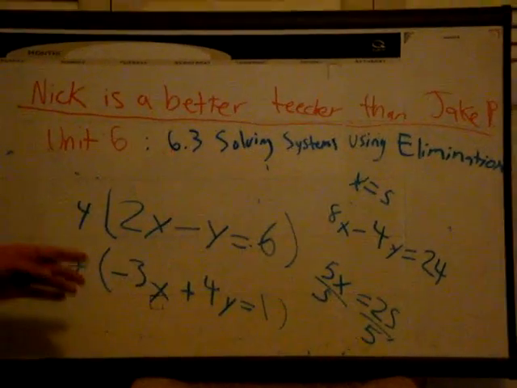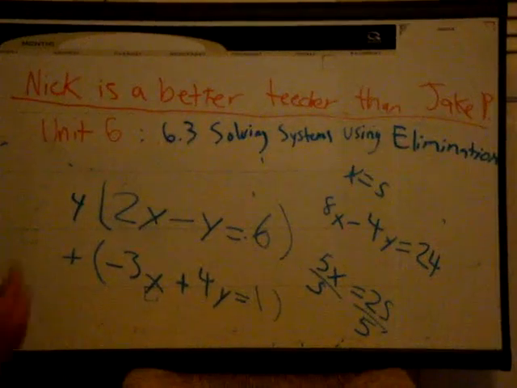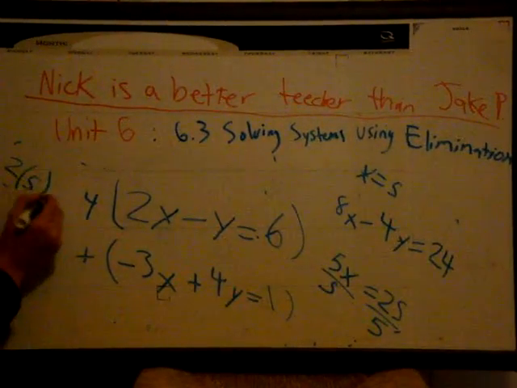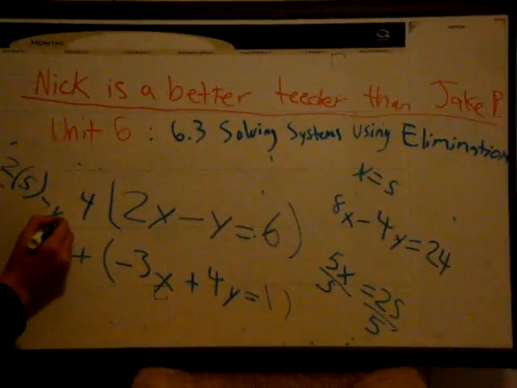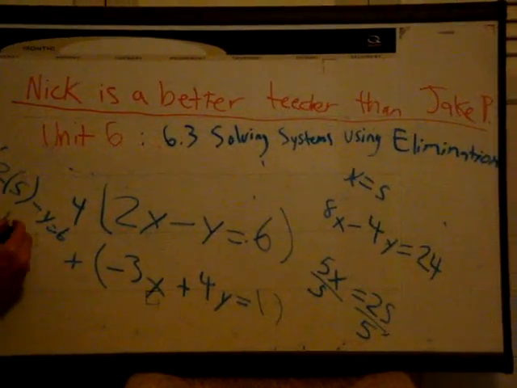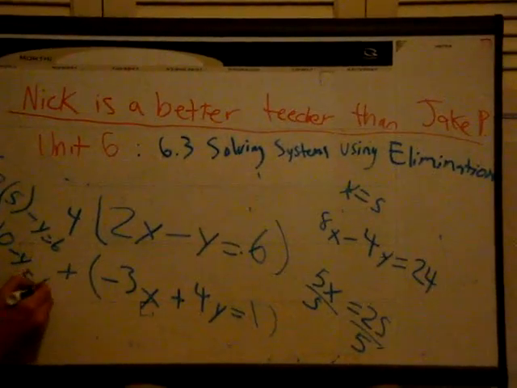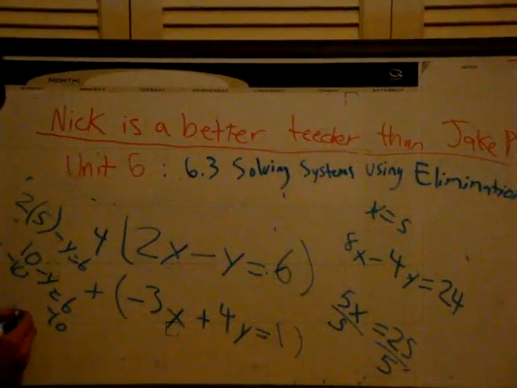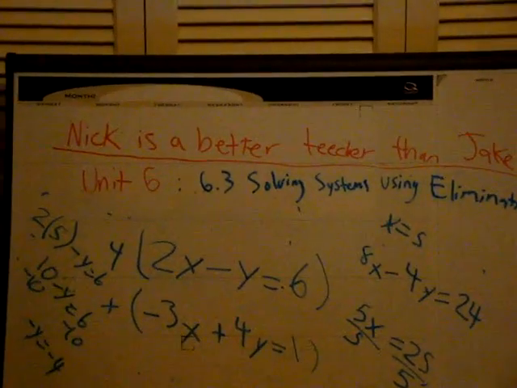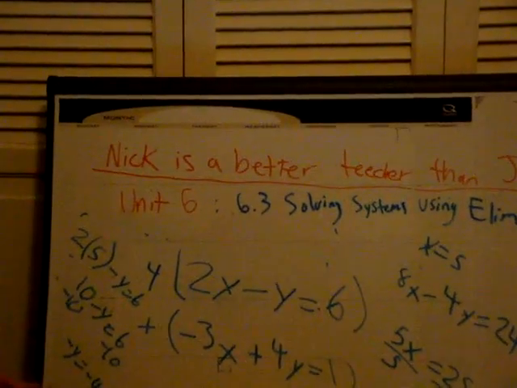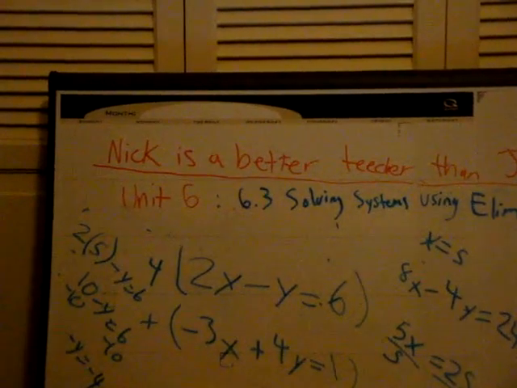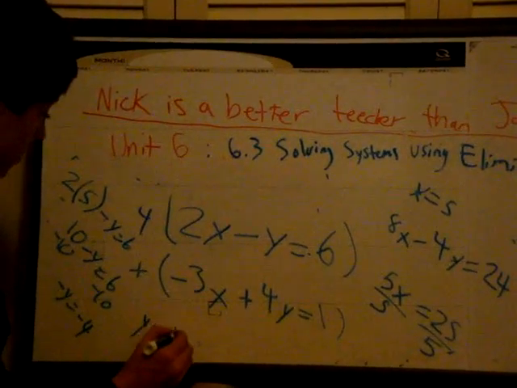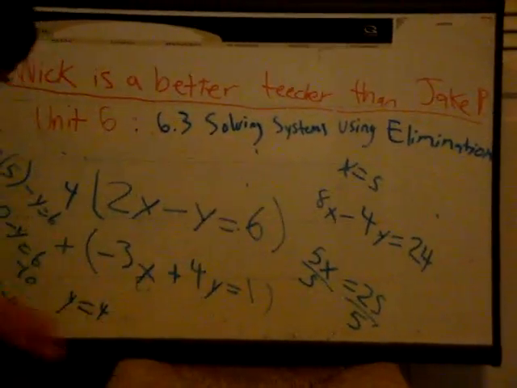Plug that bad boy back in. Let's do this one. So that's 2, plug in 5, minus y equals 6. So that's 10 minus y equals 6. Subtract 10, yada yada yada, subtract 10. Negative y equals negative 4. And you know we can't have a variable negative, so negative y equals negative 4 is the same as y equals 4. X equals 5, y equals 4.